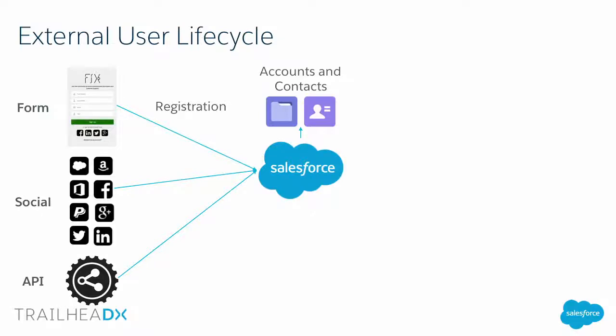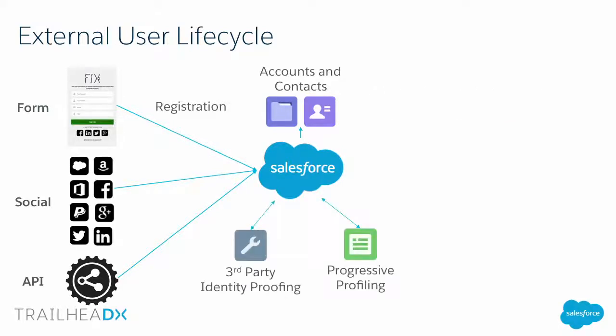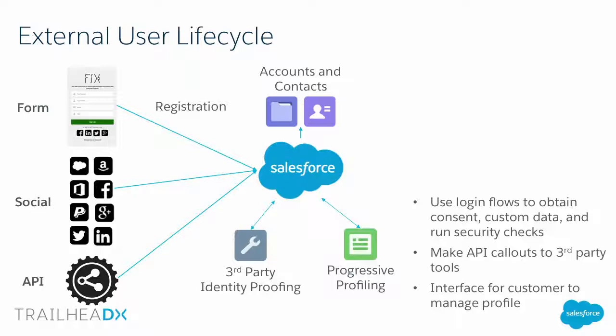And the important thing with that is these objects are trigger and workflow enabled. So if you want to, for example, as new customers register, create a new lead or a new opportunity for them, or kick off a marketing campaign within Marketing Cloud, you can easily plug in custom flows to that creation process or that update process. We also support third-party identity proofing and progressive profiling, as well as consent management.